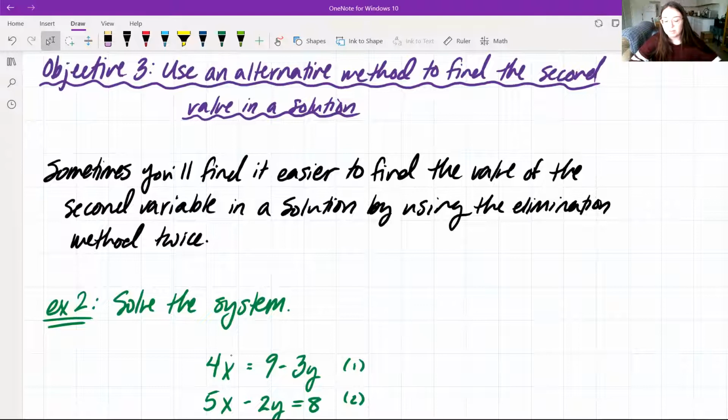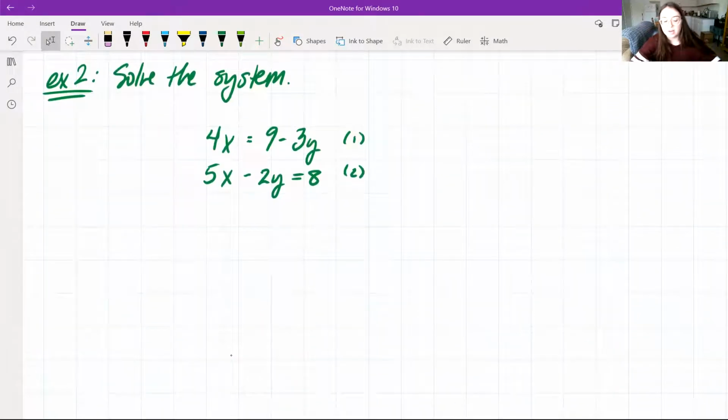We want to use an alternate method to find the second value in a solution. So sometimes you'll find it easier to find the value of the second variable in a solution by using the elimination method twice. So with our second example here, we're going to solve the system being 4x is equal to 9 minus 3y, and 5x minus 2y is equal to 8.